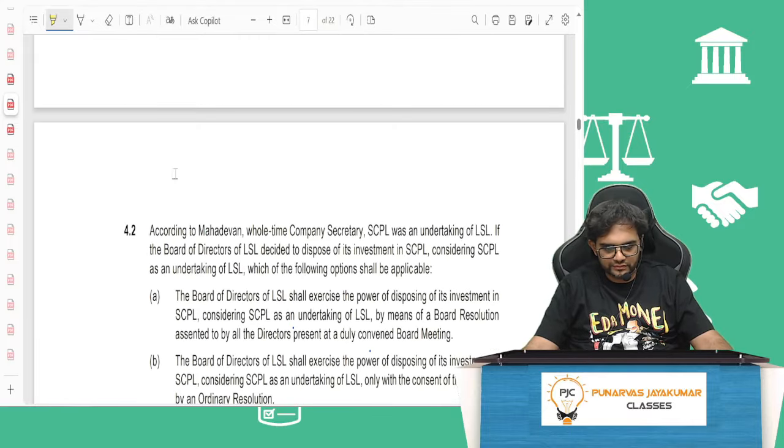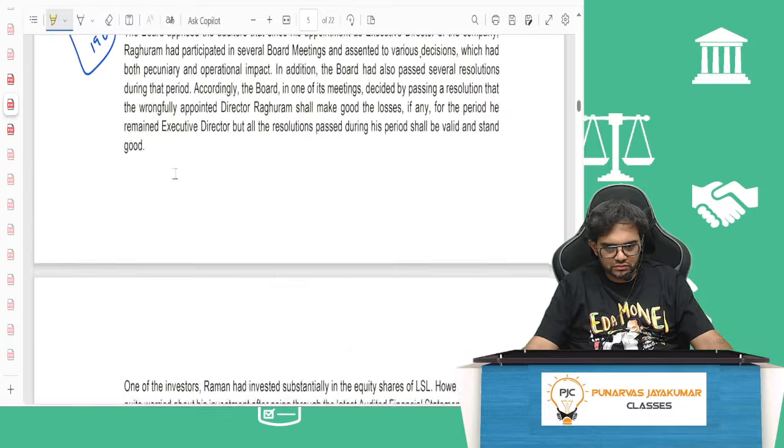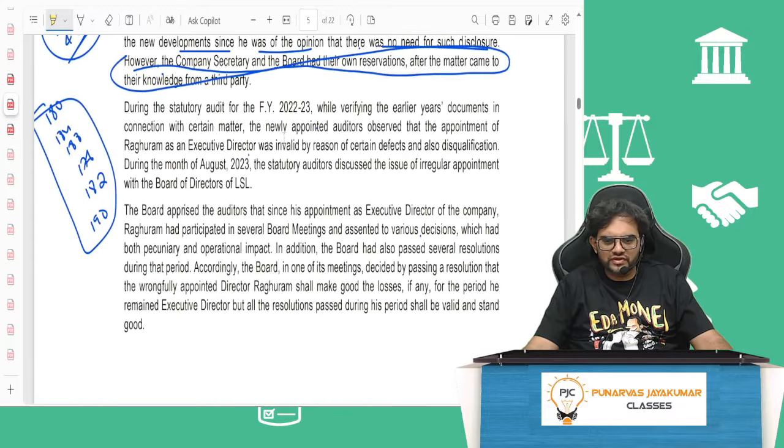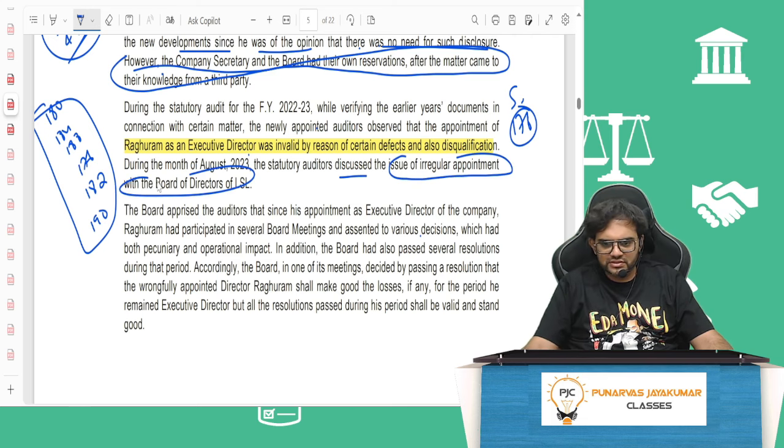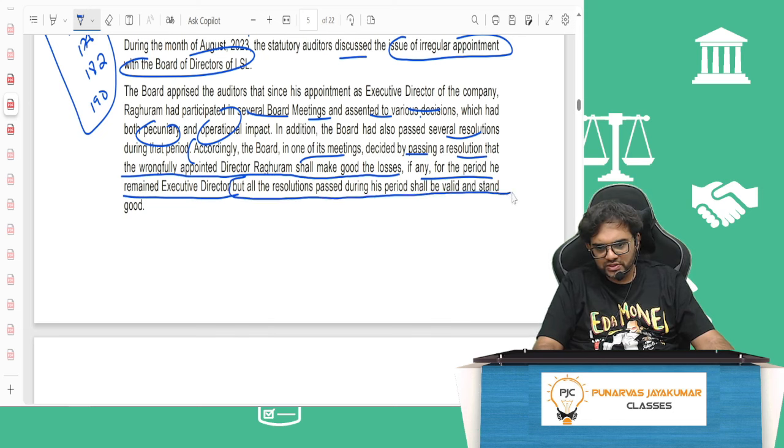Moving on. During the statutory audit for the financial year 22-23, while verifying the earlier year documents in connection with certain matters, newly appointed auditors observed the appointment of Raghuram as executive director was invalid by reason of certain defects. Section 176. Discuss the issue of irregular appointment to the board of directors. He had participated in several board meetings, assented to various decisions which had both pecuniary, meaning financial, and operational impact. The board had also passed several resolutions. Accordingly, the board in one of its meetings decided by passing a resolution that the wrongfully appointed executive director shall make good the losses, if any, for the period he remained executive director, but all the resolutions passed during this period shall be valid and stand good.